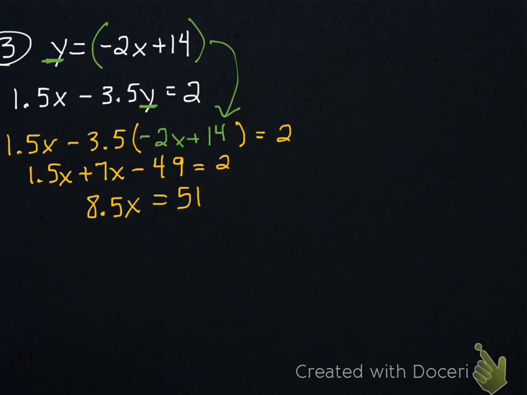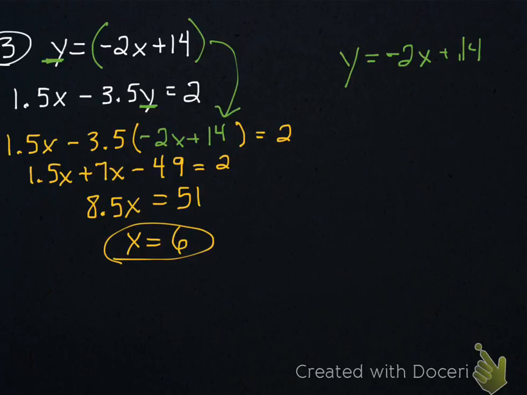Now we divide by 8.5. And surprise, surprise, we get a nice pretty whole number. Isn't that cool? But now we have to plug it in. So let's go back up to the top. So we had y equals negative 2x plus 14. So it's negative 2 times, plus 14. So what are we putting in there? We're putting in the 6.